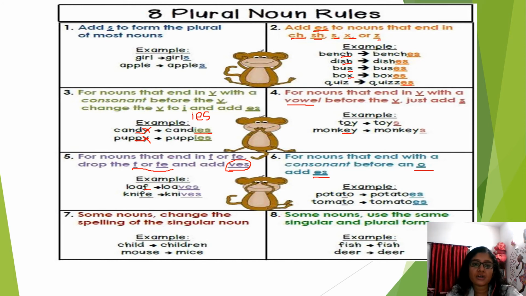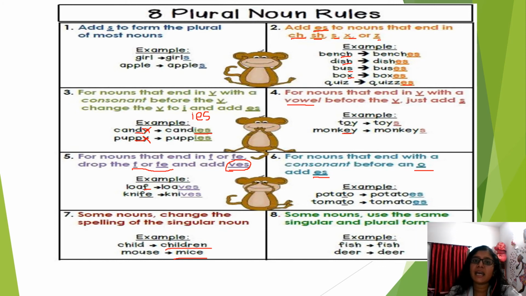Mouse. Now you cannot say mouses. The plural form for mouse is mice. You can see that the spelling itself is changing, isn't it? Then some nouns use the same singular and plural form. For example, fish. Whenever we write fishes, it is wrong. Fish, you can write it like that. Deer, deer. You should not write deers. In the same way, sheep. You cannot write sheeps. Sheep is enough. People will understand that.